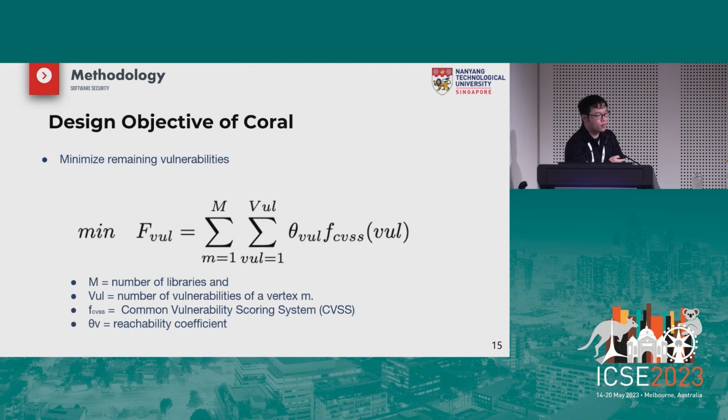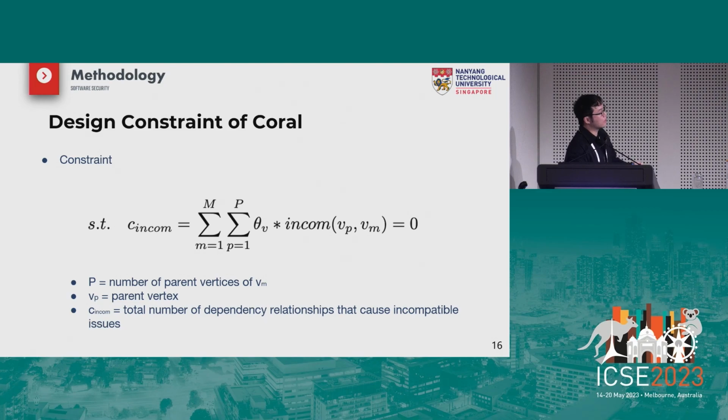So we further formalize this problem into an optimization problem. We first want to minimize the remaining vulnerabilities. That's our objective. And then we define a constraint: we want it to be backward compatible, so the incompatibility should equal 0.